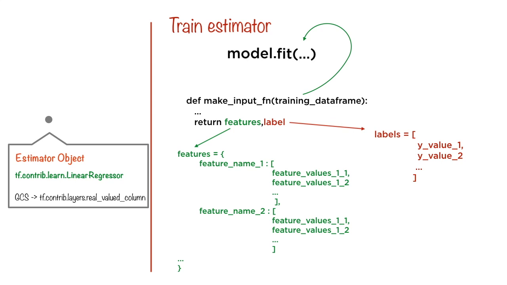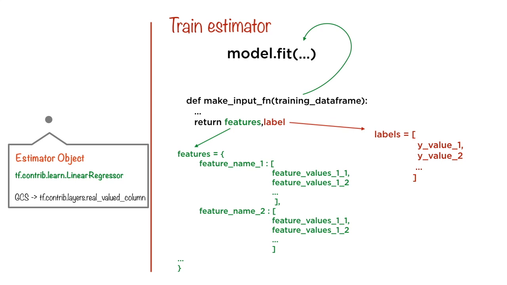Recall that with an estimator object, we train that object using the fit method. The fit method needs to be given an input function. That input function will take in a data frame consisting of the training data, and it will return a pair. The first element in the pair is going to be a dictionary of the features. The second element in the pair is going to be a label list.